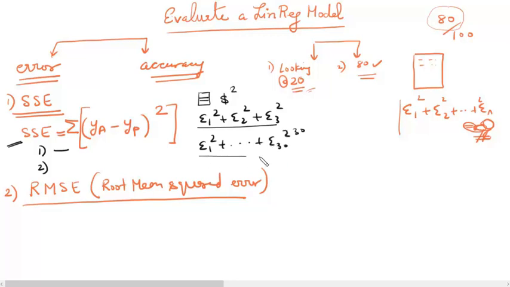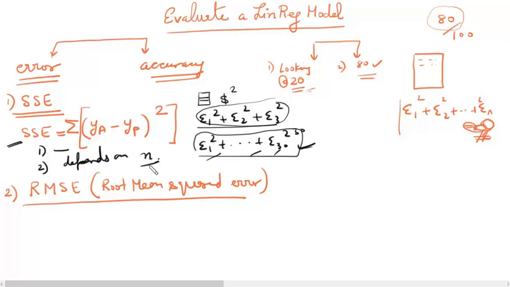Of course this will have a higher value than the previous one because there are more points included here. But that doesn't mean that the second model is worse than the first model. It is only because it has more points that the value of sum of squared error will be higher, not because it is a bad model compared to the first one. So this is another disadvantage of sum of squared error: if you have a different number of points, it becomes difficult to make a comparison, since sum of squared error depends on n.